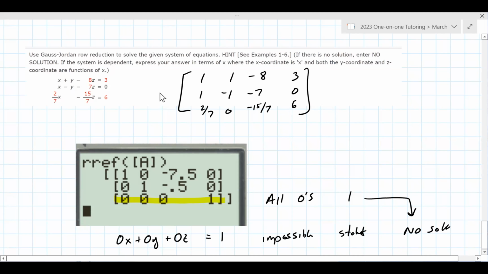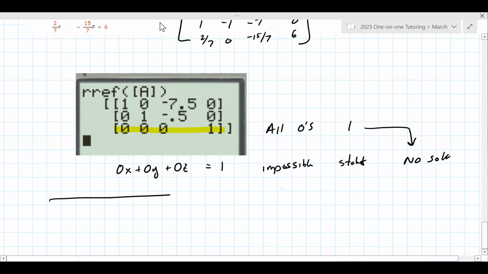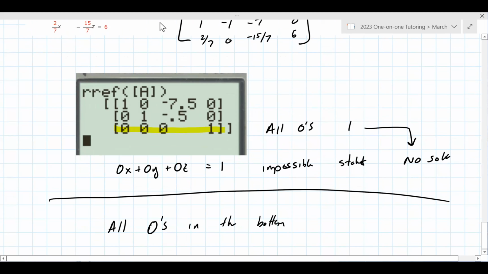But there is another possibility, which is if you get an entire row, all zeros in the bottom, including that one on the right, that means there are infinite solutions. You may see that or have seen that on a homework assignment.